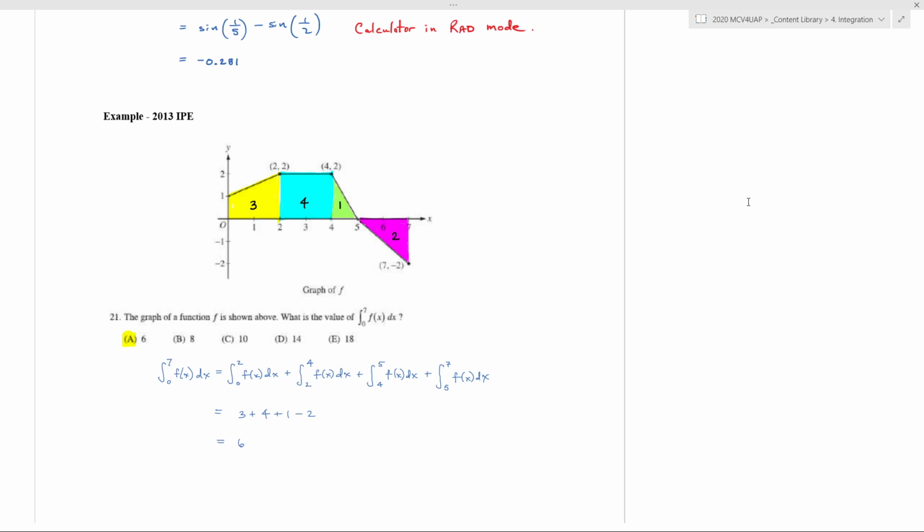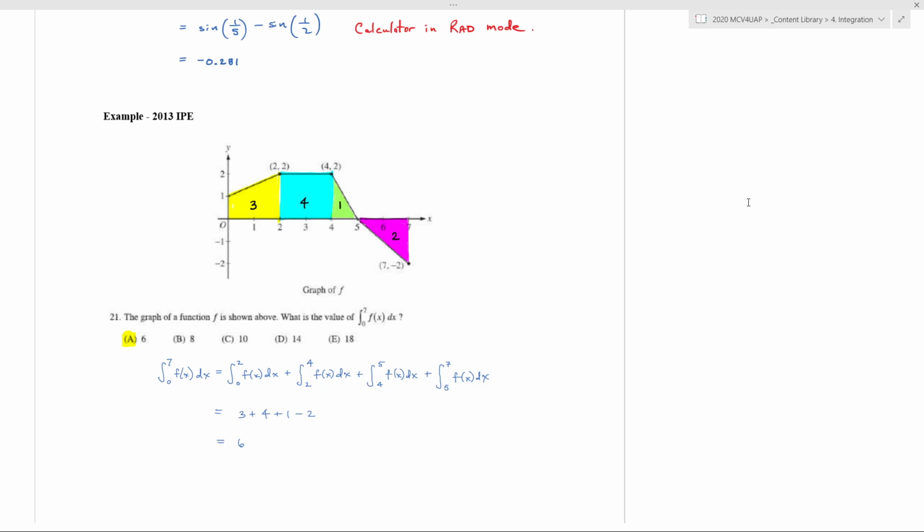So you can break 0 to 7 up into 4 sections. From 0 to 2, which is a trapezoid, and then 2 to 4, which is a rectangle. Then 4 to 5, which is a triangle, and then 5 to 7, which is also a triangle. So I found the areas of those shaded regions, the yellow, blue, green, and pink. The yellow region has an area of 3. The blue shaded square there has an area of 4. The green triangle an area of 1, and the pink triangle, which is below the x-axis, has an area of 2.